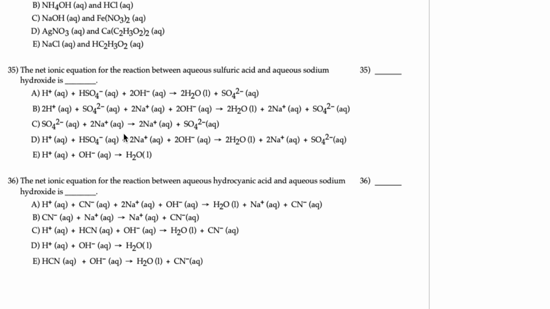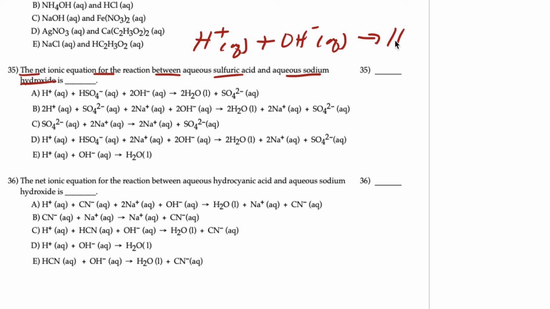And I don't think we did these two questions here. So the net ionic equation for the reaction between aqueous sulfuric acid and aqueous sodium hydroxide is what? Well, first thing you ask, is it a strong acid, weak acid? Do we have a strong base or a weak base? The acid is a strong acid, the base is a strong base, so therefore our net ionic equation, for any strong acid or any strong base, is this one here.